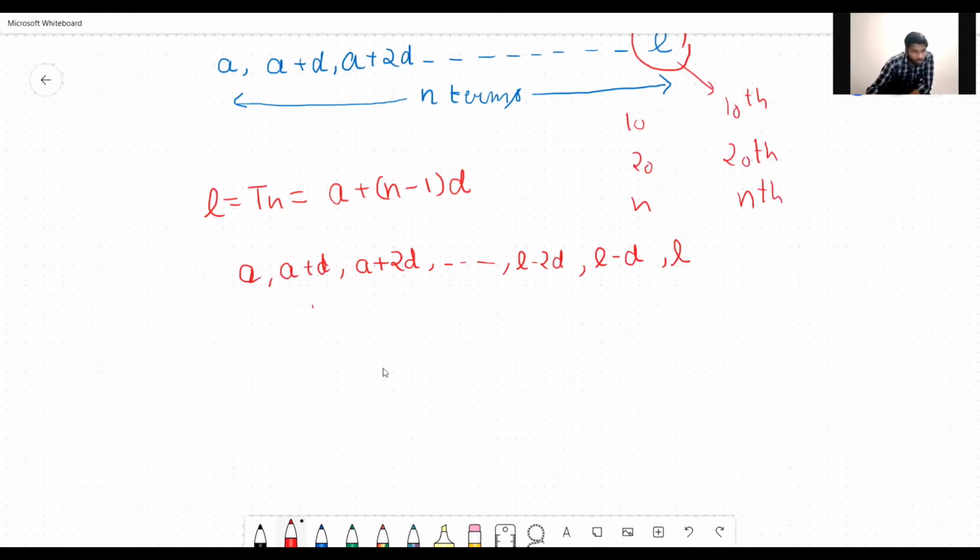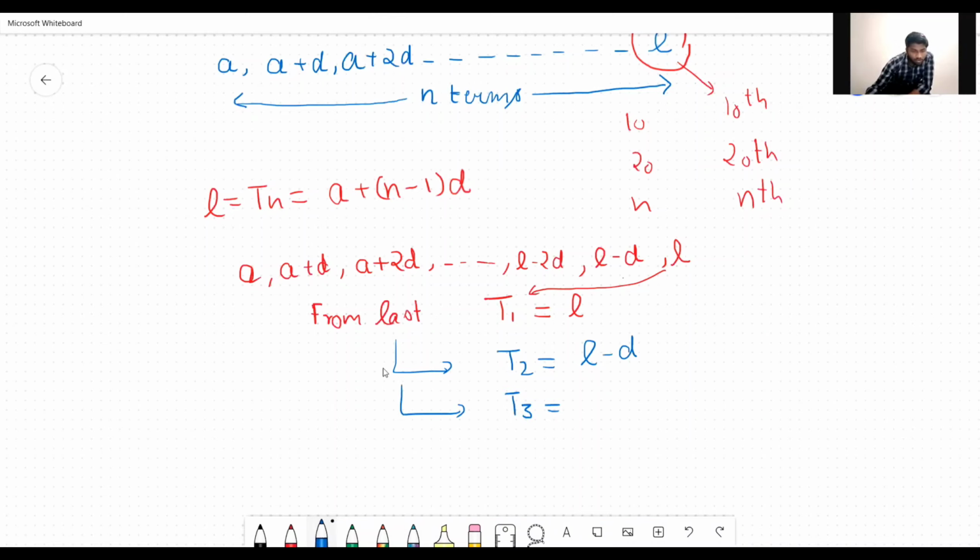Now we are talking about the terms from last. What is the first term, that is T1, from last? It is L. T1 is the last term, it is the first term from last. T2 from last, the second term, is L minus D. T3 from last, the third term, is L minus 2D.